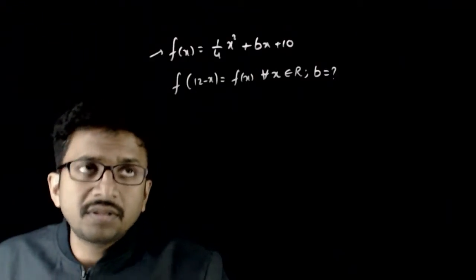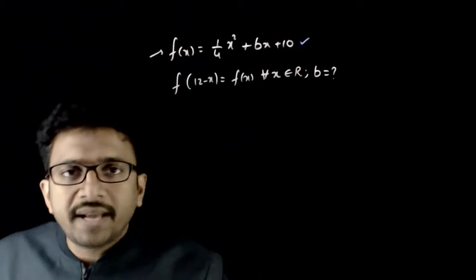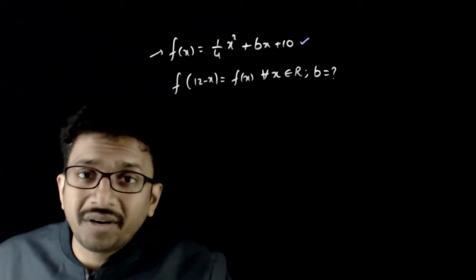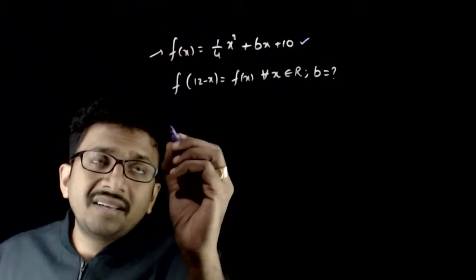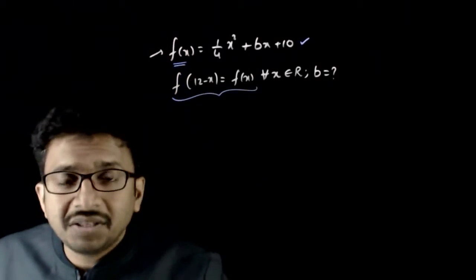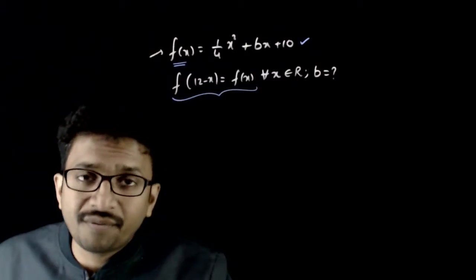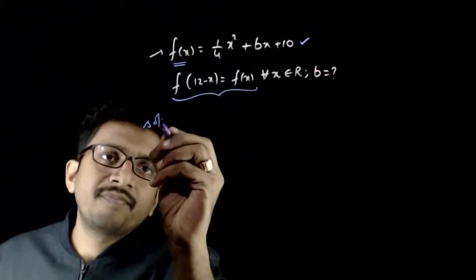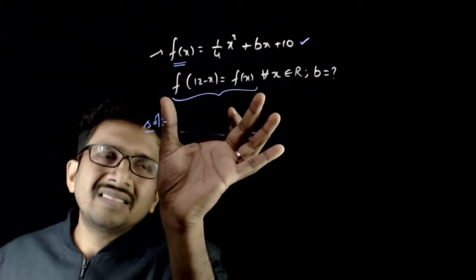So welcome students. In this question you're given that f of x is x square by 4 plus bx plus 10. F of x is a quadratic function. And it's also given that this function satisfies this equation, f of 12 minus x is equal to f of x for all x. If that is so, what is the value of b?